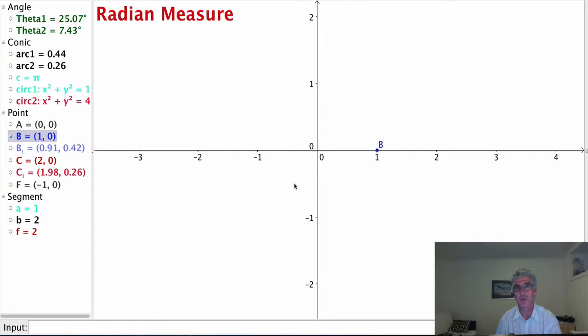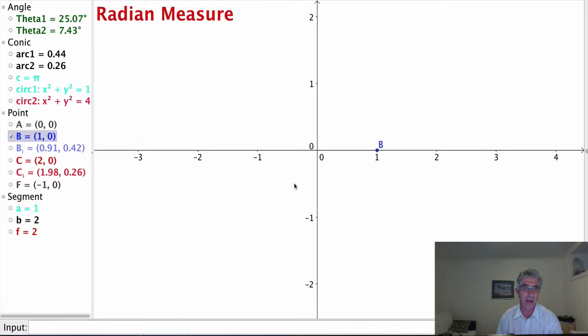Up until now you've used degrees to measure angles. 30 degrees, 60 degrees, 360 degrees in a full circle. Now we're going to introduce another unit, the radian. This is a more fundamental unit than the degree.